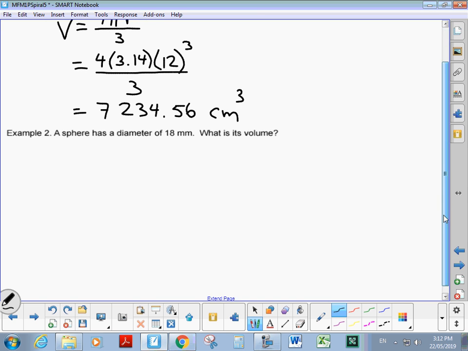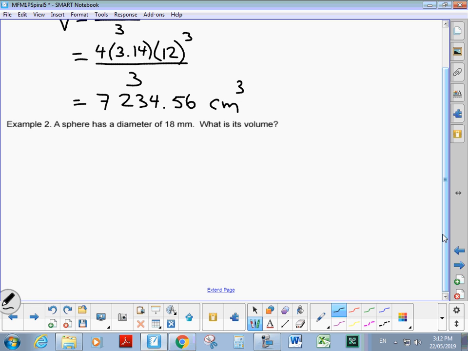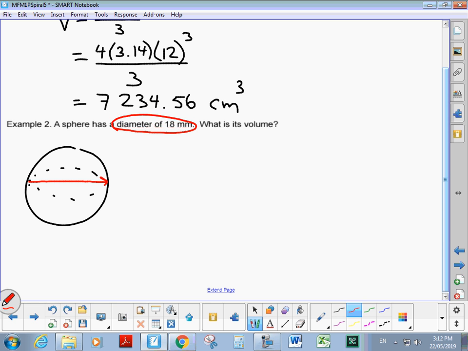Next, example 2. Got to be careful. What measurement are we actually given here? We are given the diameter. A sphere has a diameter of 18 millimeters. Remember that the diameter is the entire distance across the sphere from one side to the other. That is not the measurement we need. So right away, before I go to the formula, I'm going to write down a note for myself: the radius is actually 9 millimeters.